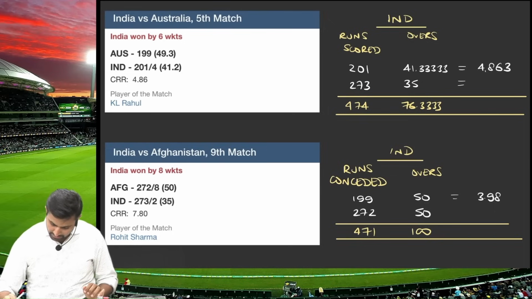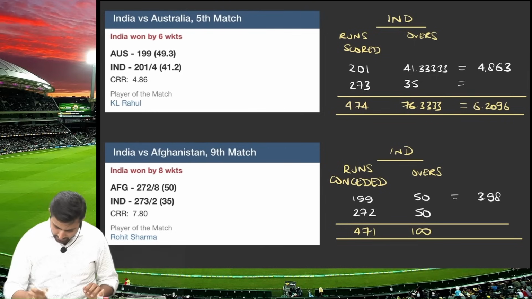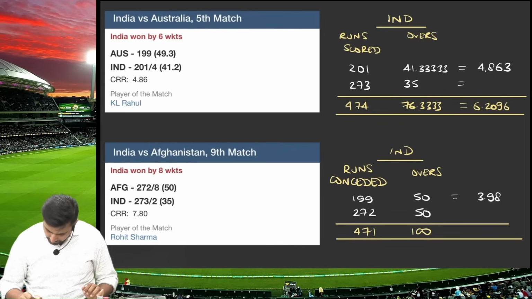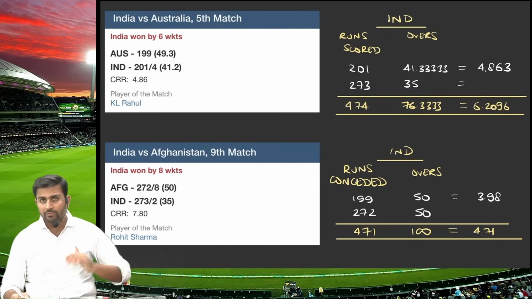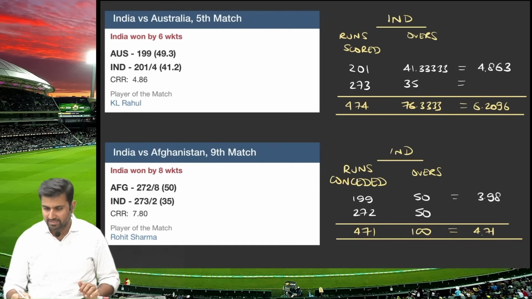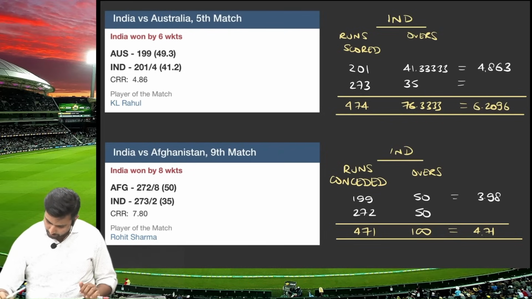So India's positive run rate, meaning runs scored, is 474 divided by 76.333333. So it is equal to 6.2096. And India's negative run rate here is 471 upon 100, which is 4.71. Now the difference of these two figures will give us India's net run rate: 6.2096 minus 4.71.